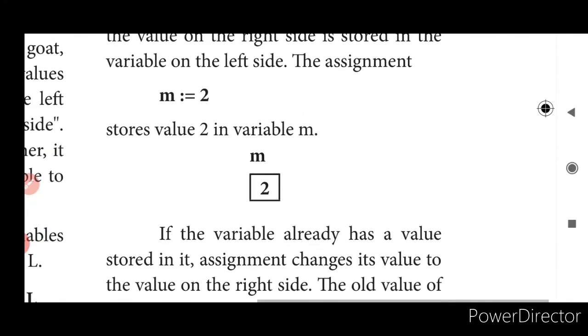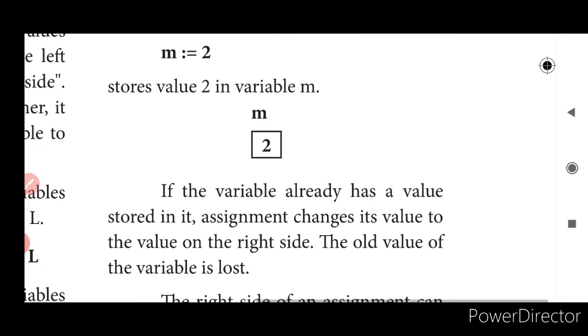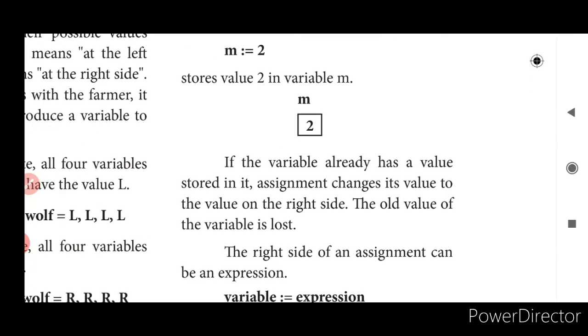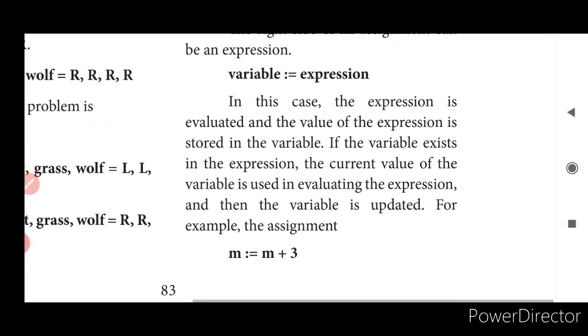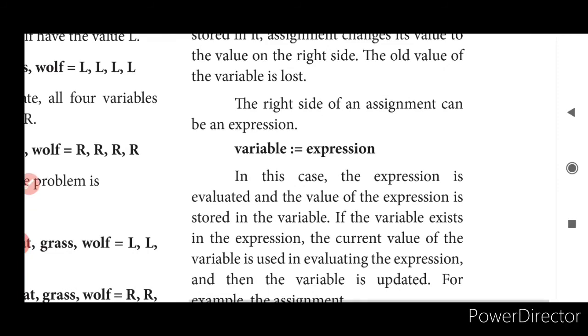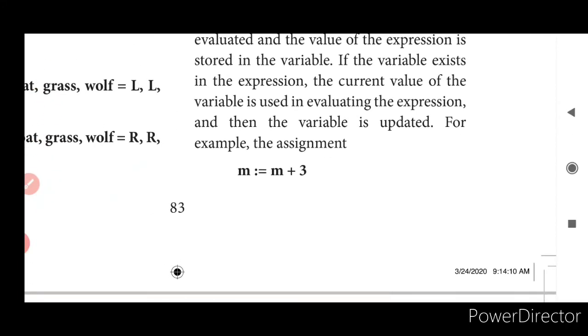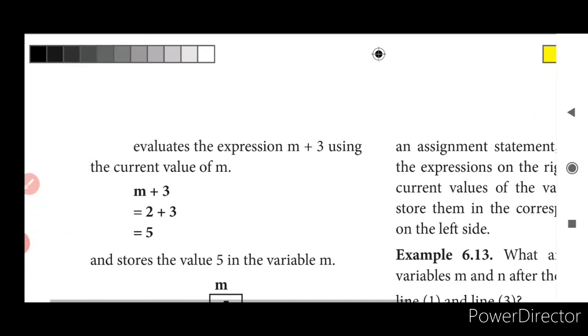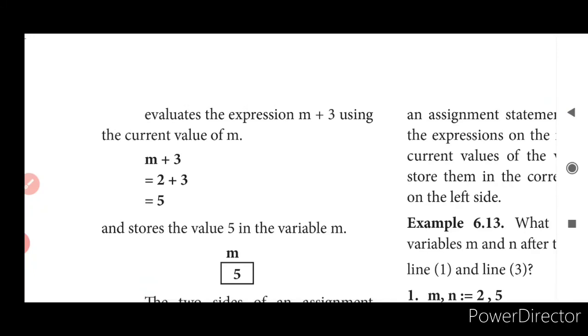M is equal to 2. 2 is actually stored in M. If the variable already has a value stored in it, assignment changes its value to the value on the right side. The old value of the variable is lost. So what happens when we do an operation like M is equal to M plus 3? There will be a value for M already, and when I update it, the value of M will be changed. Initially M was 2, on adding 3, it was changed to 5.